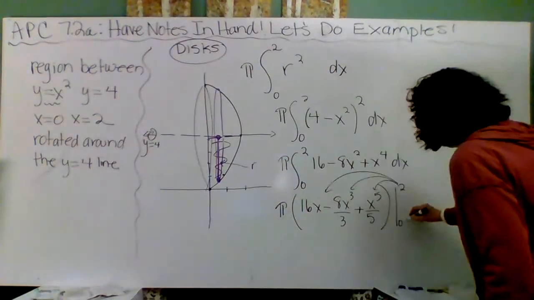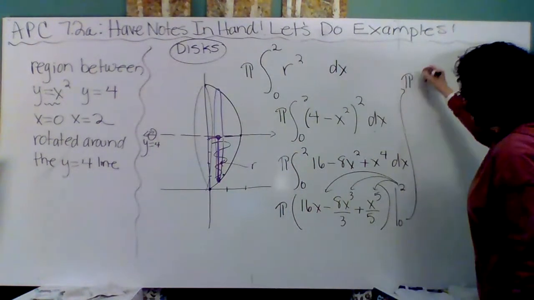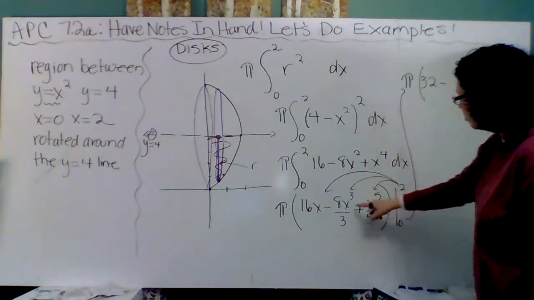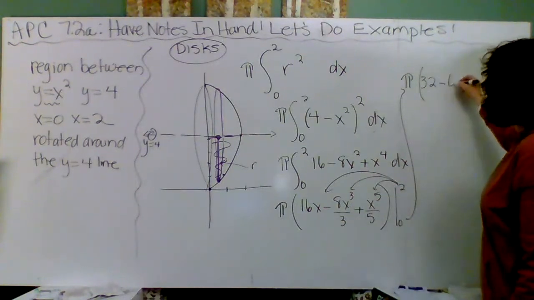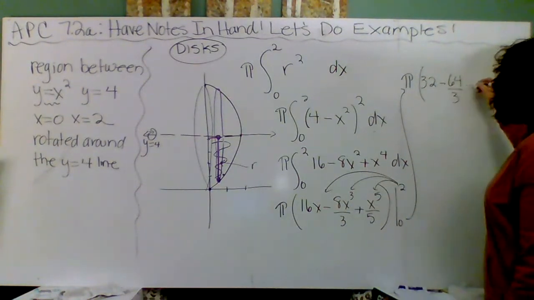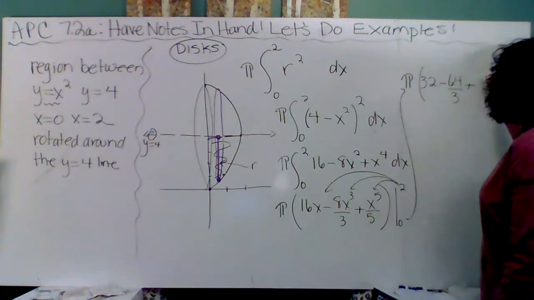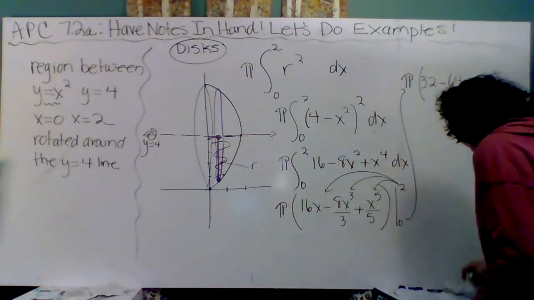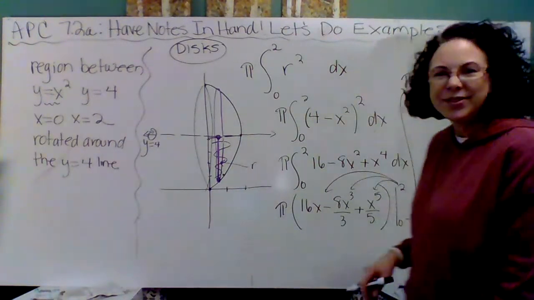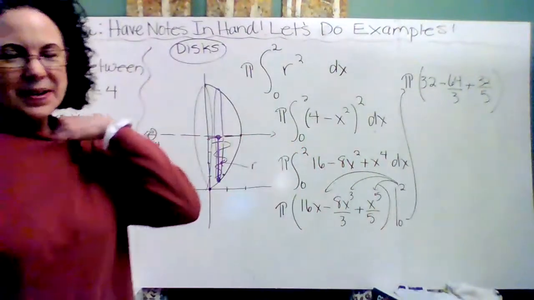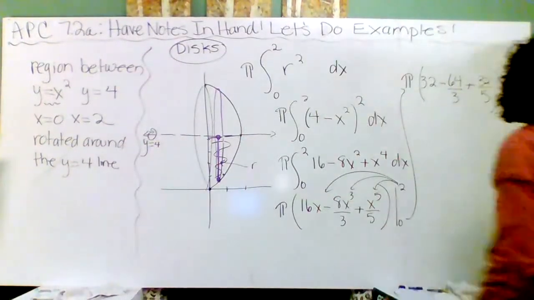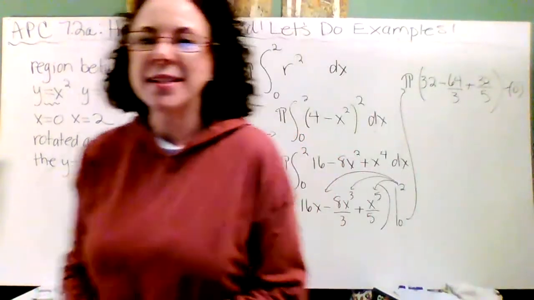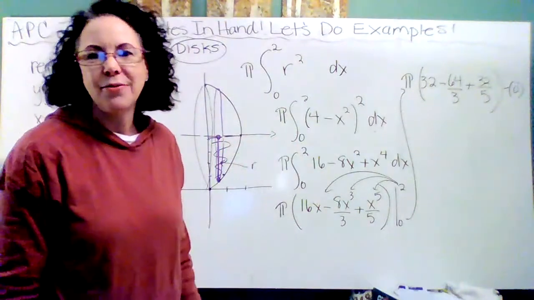So let's come on up over here. Here's our pi. When I put a 2 in, I have 32. Minus, when I put a 2 in here, that would be 8 minus 64 thirds. Plus, when I put a 2 in here, that is 32 fifths. Okay, now this is something that they would make you do by hand. Again, let me point out that my f of a is 0. That's where that is. They would make you do this by hand. So let's see if we can go ahead and pull it off, right?